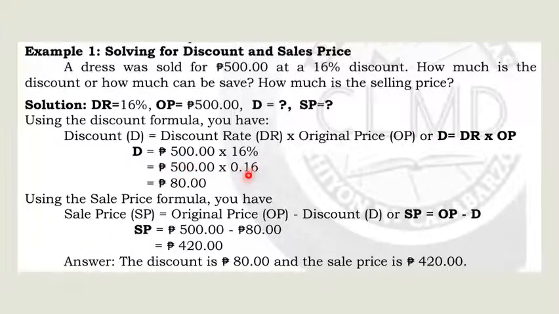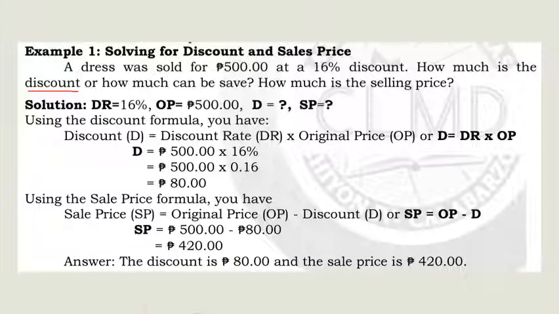Now, pwede na tayo mag-multiply. So, 500 times 16 hundredths. So, ano po nakuha? So, 80 pesos. So, ibig sabihin, pag may 16% discount sa 500, mababawasan yung 500 ng 80 pesos. Ito yung ating discount. So, makakatipid ng 80 pesos pag bumili tayo ng dress na mayroong 16% discount. So, nasagot na natin yung first question.